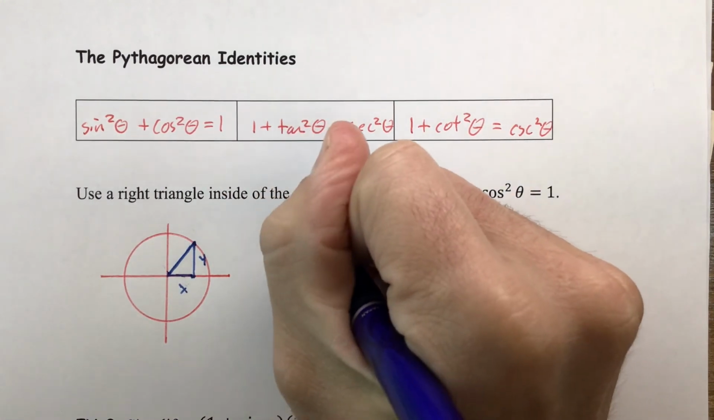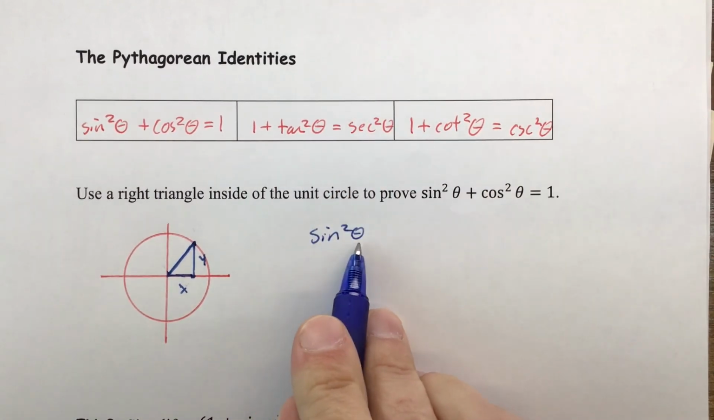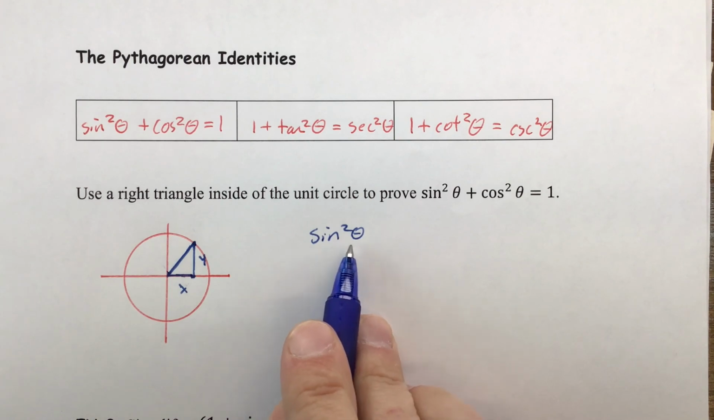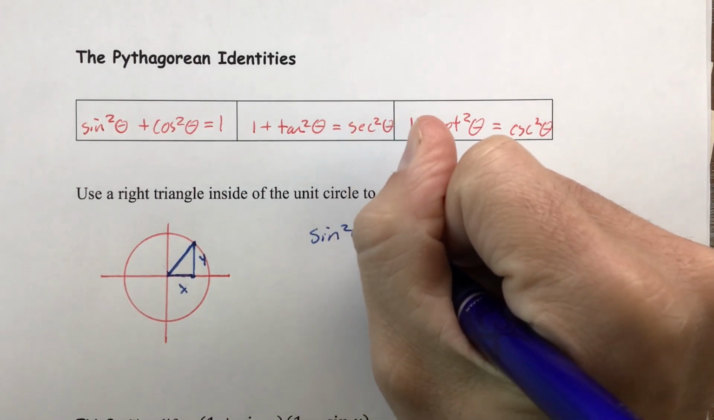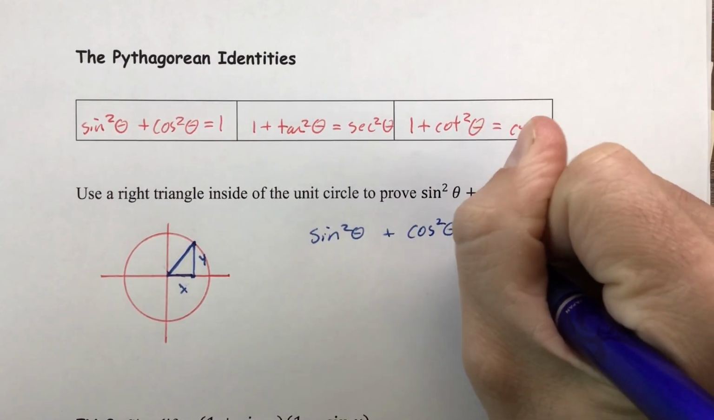Let's start with what this claims to be true. It claims that sine theta squared. Okay, so sine squared theta means sine theta times sine theta. It claims that that plus cosine squared theta is going to be equal to 1.